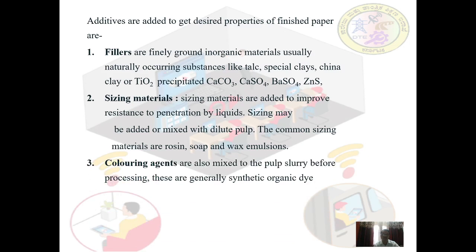and third material added are coloring agents. To get the desired shade to the finished paper, we have to use the coloring agents. These are also mixed with the pulp slurry before converting the pulp into paper. These are generally synthetic organic dyes, stuffs, or water insoluble pigments. So this is the preparation of pulp, right?